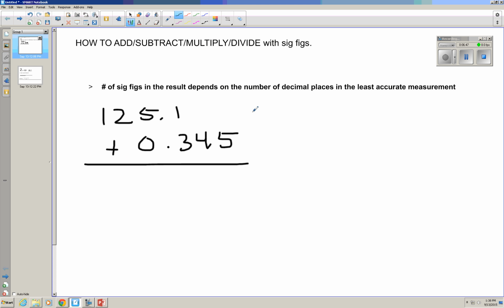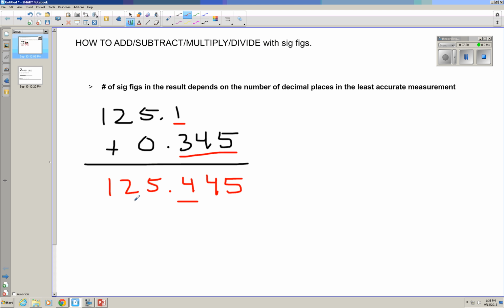This sig fig rule now only looks at decimal places, and my answer can only have as many decimal places as there are in the least accurate measurement. So who's the least accurate measurement here? Yeah, it's this guy. This guy has 1 decimal place. This guy has 3. My answer can only have 1 decimal place. So if you add these two numbers together, you're going to get 125.445. And according to this rule, this is the only decimal place I'm allowed to have.